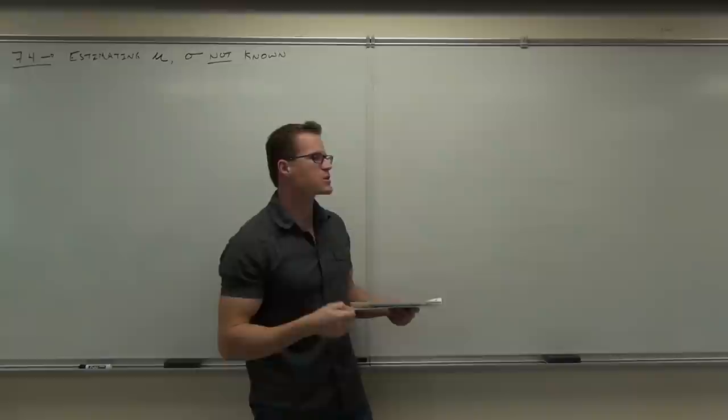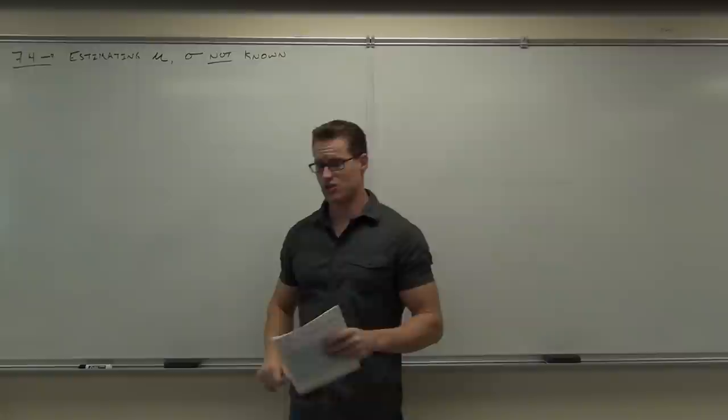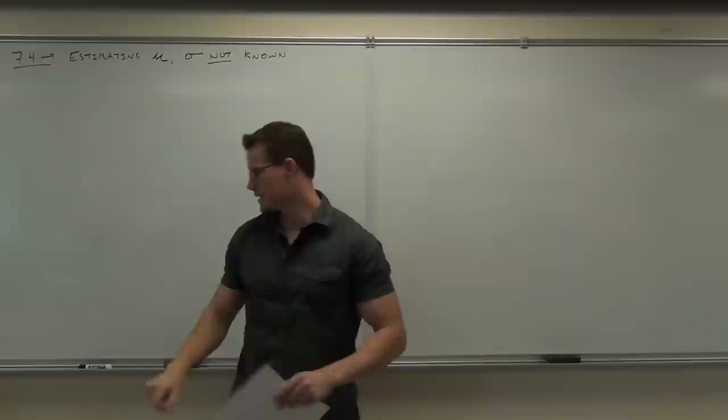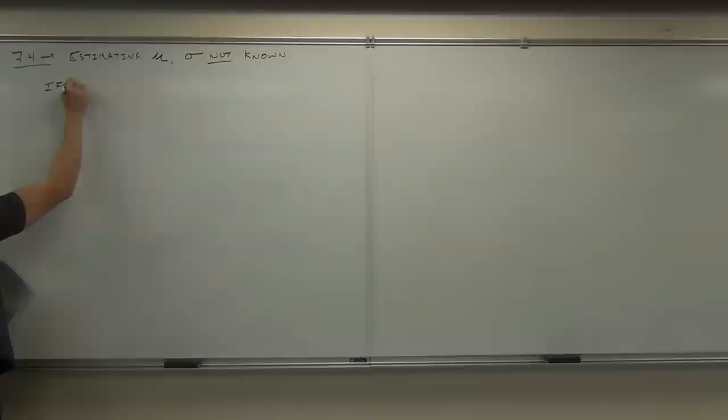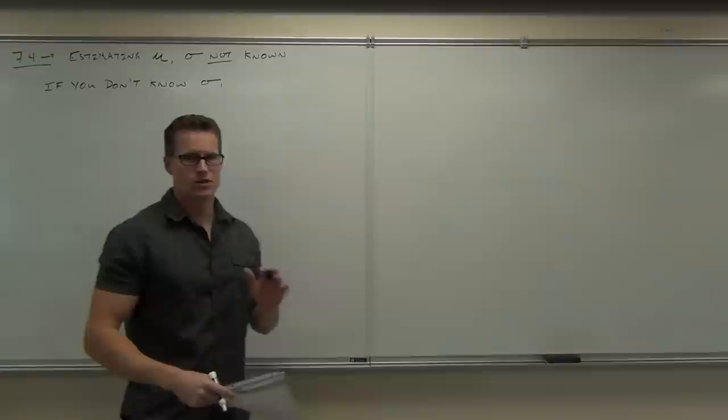So perhaps a more real-life scenario is, how in the world are we going to estimate the population mean when we know absolutely nothing about it? And that's what this section is about. So this is perhaps a little bit more realistic. The one thing that we have to struggle on a little bit is, if you don't know sigma, you can't use a z-score.